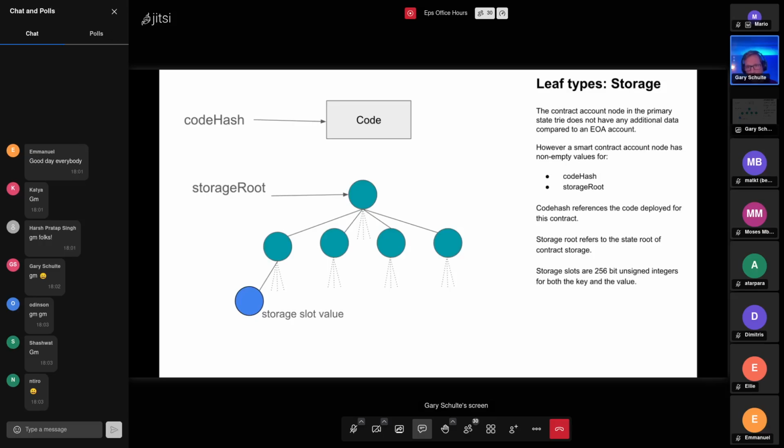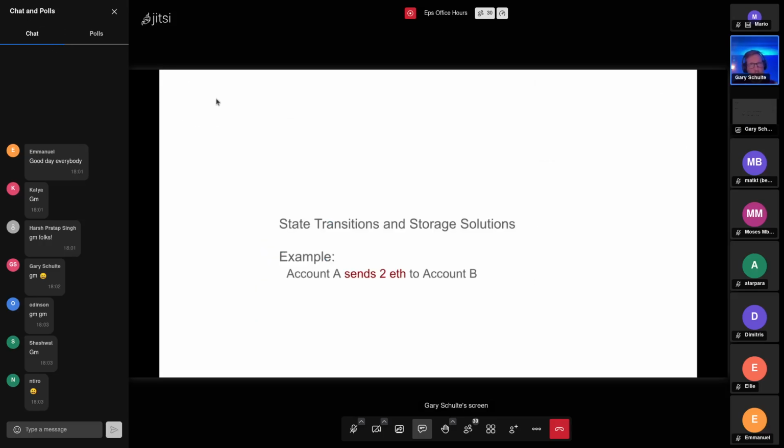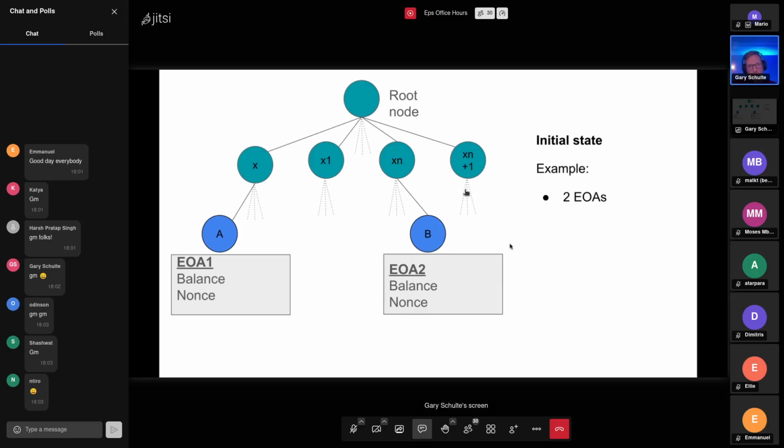But let's look at how you might mutate the state, because the state transition is maybe not a confounding, but a complicating factor about how you would represent state. So we have another toy example where EOA for account A wants to send 2 ETH to EOA for account B. In this state, we have EOA A here. It's got a branch node X and the root node up here. Our tree depth is 3. We've got EOA 2, which is B here, and its branch node is XN, and that propagates up to the root node. So let's say EOA 1 wants to send 2 ETH to EOA 2.